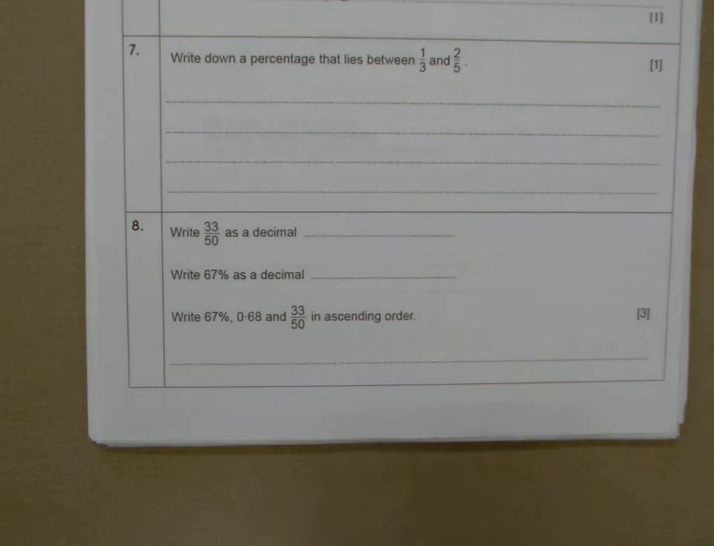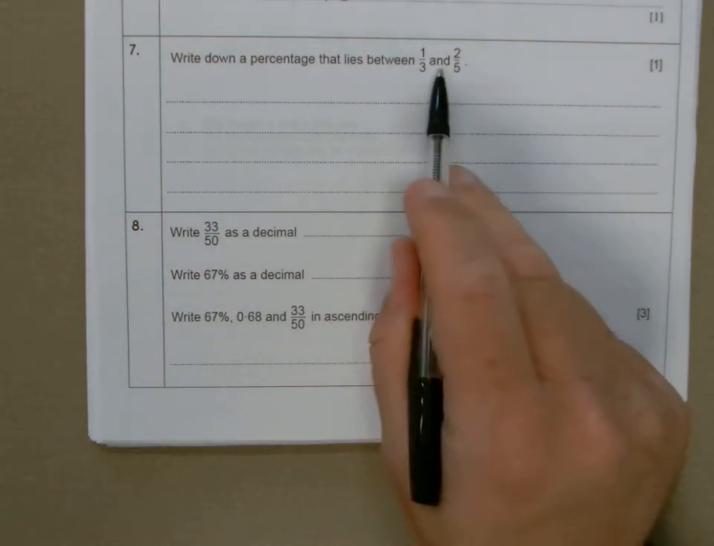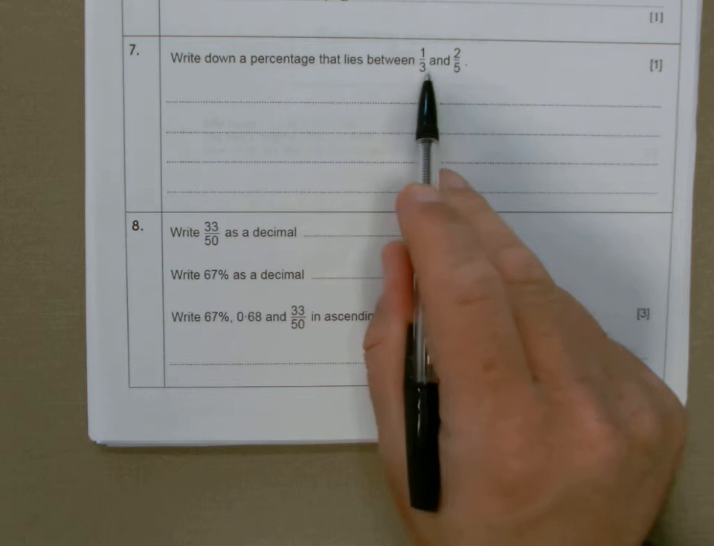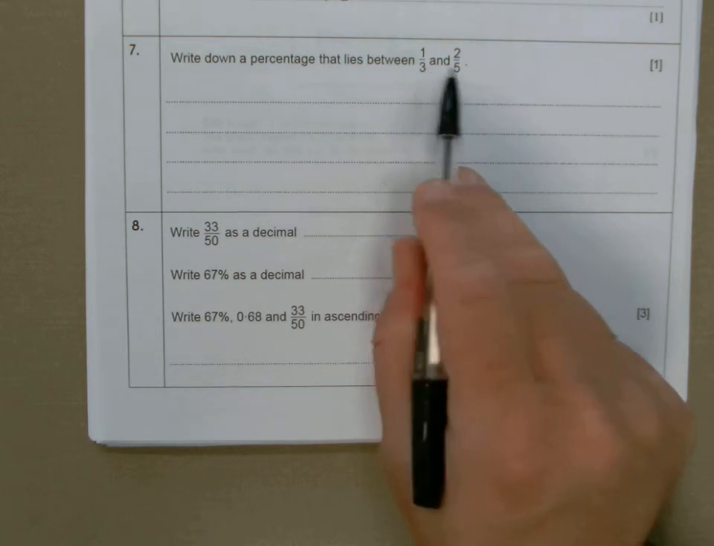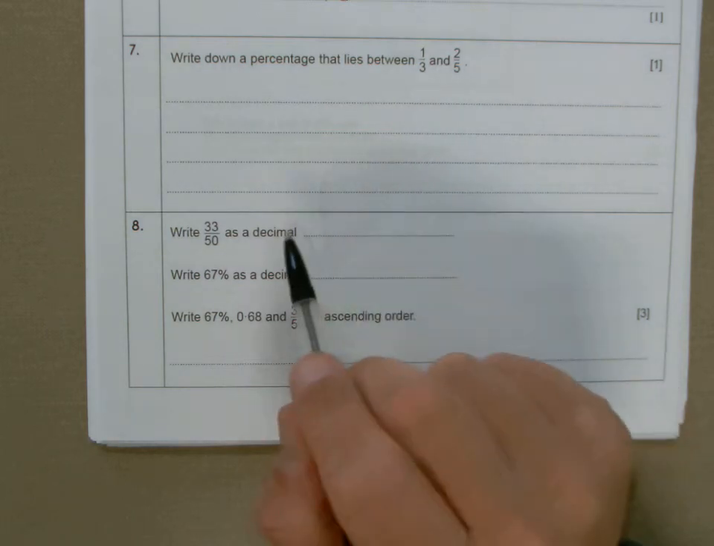Okay, write down a percentage that lies between 1/3 and 2/5. Now we've got two fractions, haven't we? And we want a percentage between these two fractions. So we need to know what this is as a percentage, yeah? What both of these fractions are as a percentage. Then we can get a percentage that lies between them.